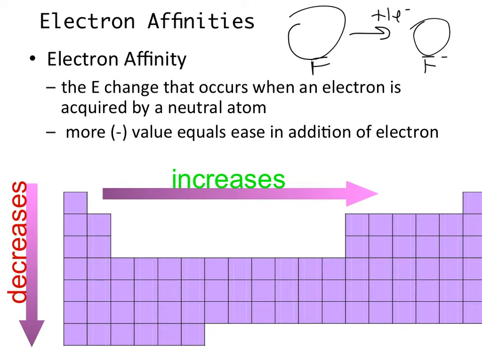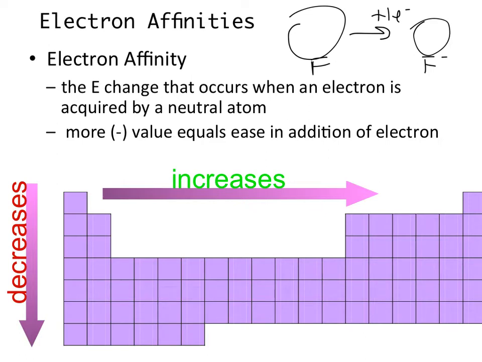And a lot of times this process of gaining an electron releases energy. This release of energy is why we represent our electron affinity values with negative values when available, right? So the more negative that value is, the easier the addition of that electron. Energy is released. It's what the atom wants to do.